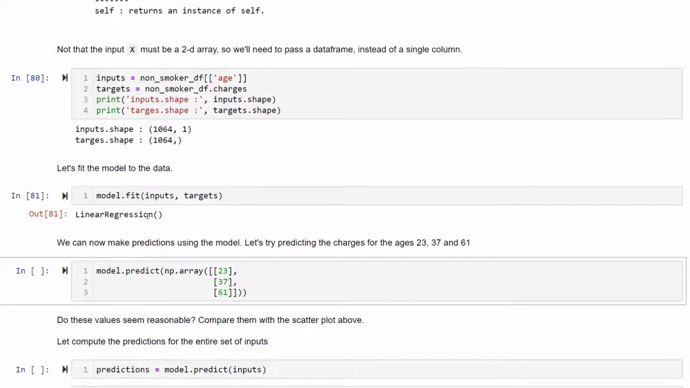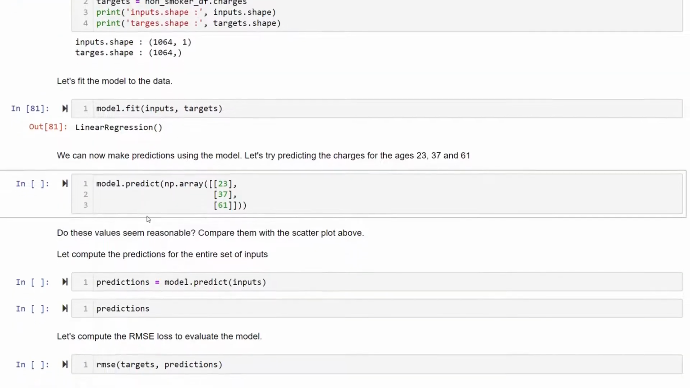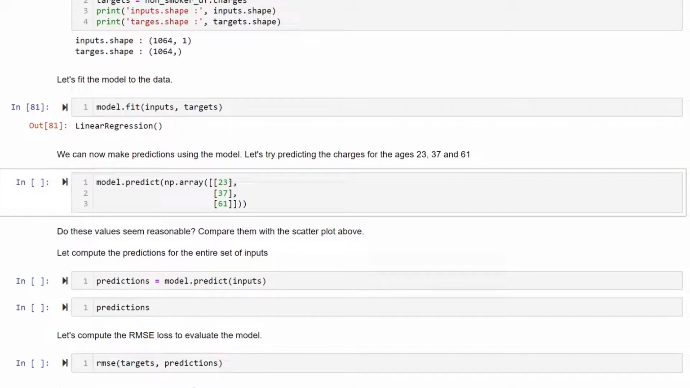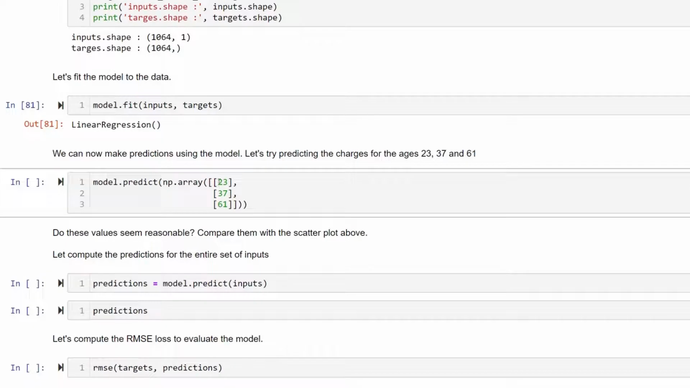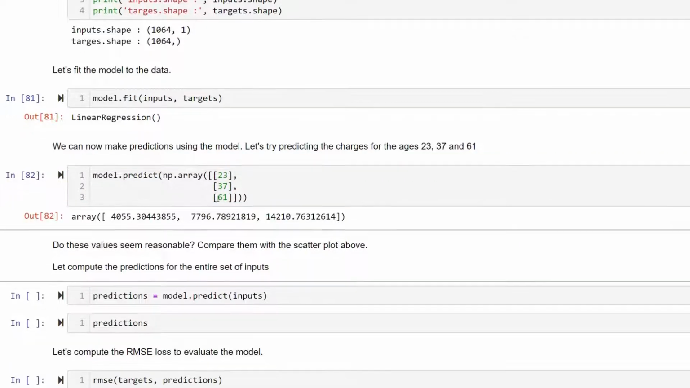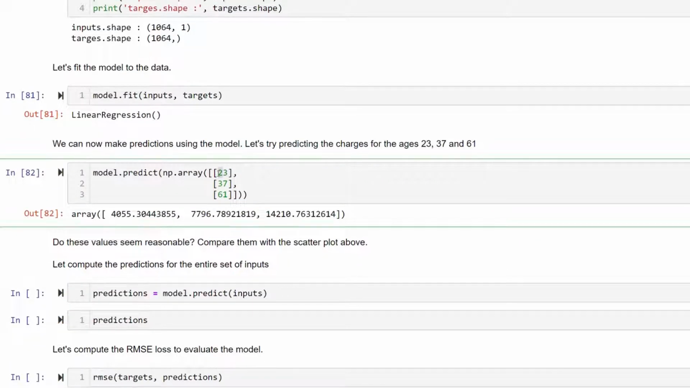It automatically fits the data and automatically fetches the best linear fit. Linear regression will automatically fetch the W value and the B value as well. Okay, let us give an example. I'm going to give example data of 23, 37, 61 ages. Can it predict the values or not? For the age of 23, it has predicted 4055 as the medical charges. For the age of 37, it predicted charges of 7796.